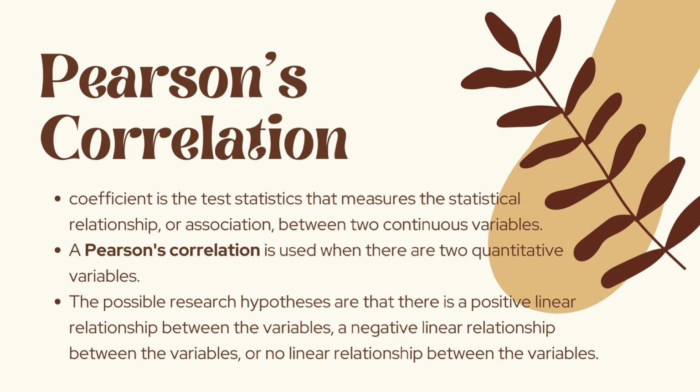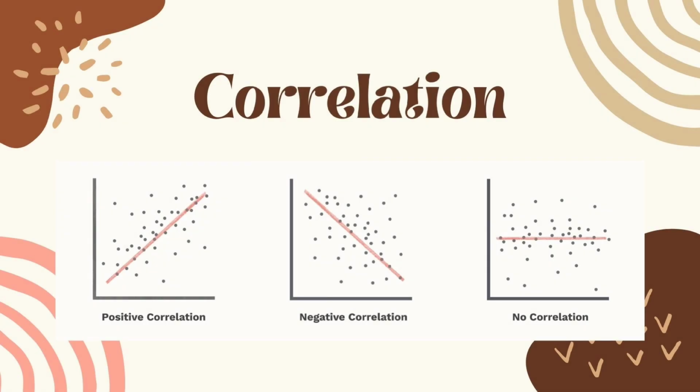The possible research hypotheses are that there is a positive linear relationship between the variables, a negative linear relationship between the variables, or no linear relationship between the variables. What are the three types of correlation? The three types of correlation are positive correlation, negative correlation, and no correlation.